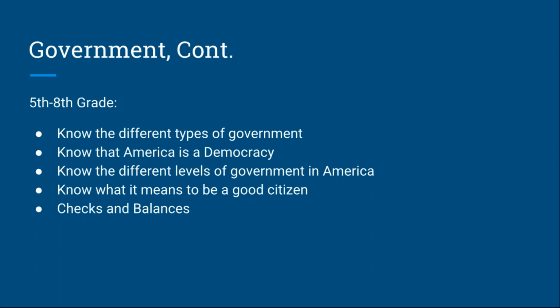And again, know what it means to be a good citizen. Know the importance of voting, the importance of knowing what the issues are and what's on the ballot. Know how decisions are made and the checks and balances that are within our country that keep one group from becoming too powerful.